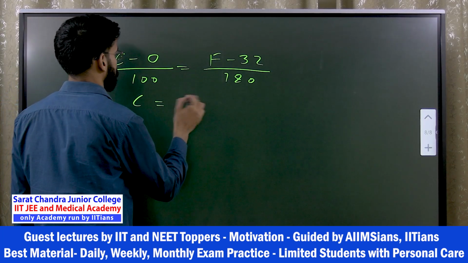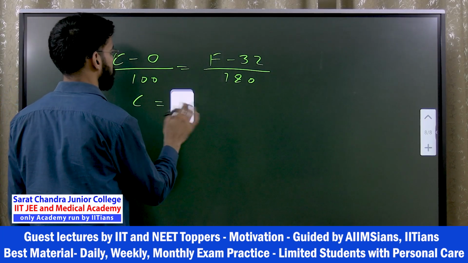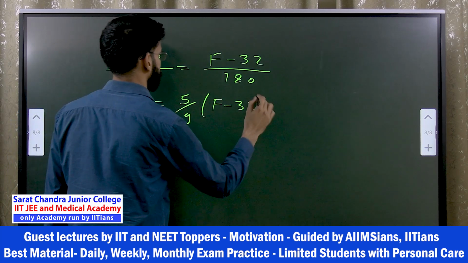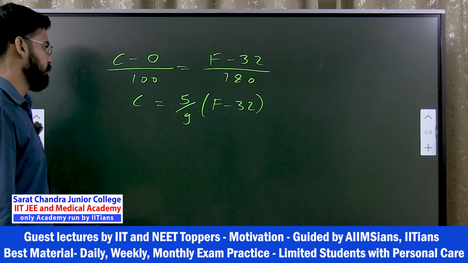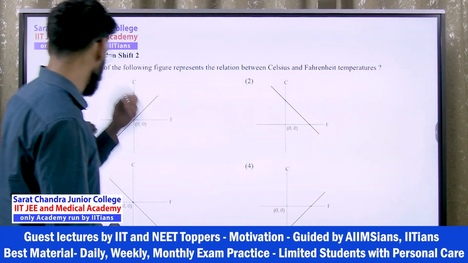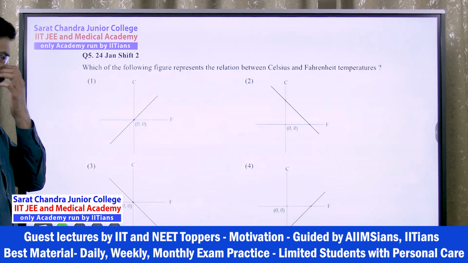So how much is this? This is 5 by 9, right? C = (5/9)(F minus 32). So this is a positive slope with a negative intercept. Positive slope and negative intercept, fourth option. So fifth question, fourth option.